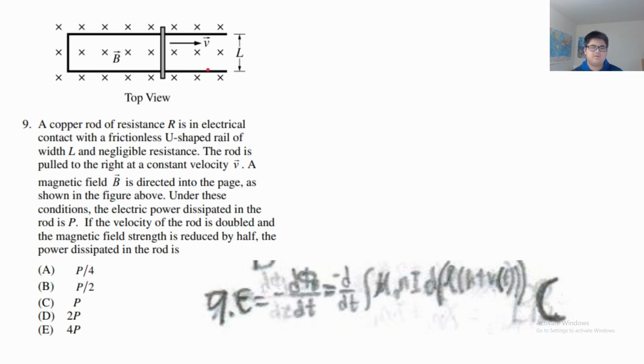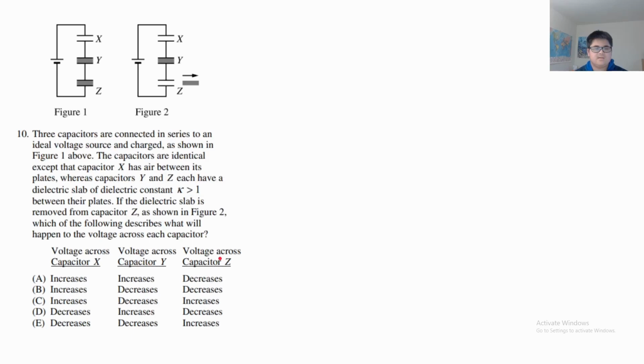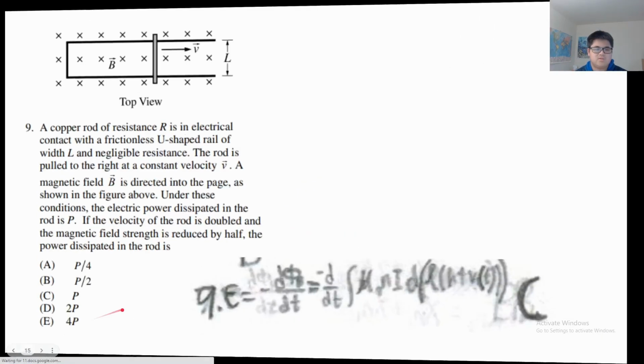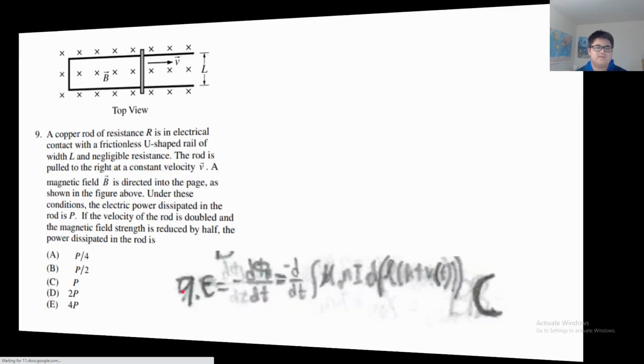The velocity is doubled. However, the magnetic field strength is halved. So when velocity is doubled, the induced EMF is also doubled. But then, since the magnetic field strength is reduced by half, the induced EMF is also reduced by half. So the power dissipated in the rod stays the same. So the answer is C, which is P. Yeah, that's what I meant.